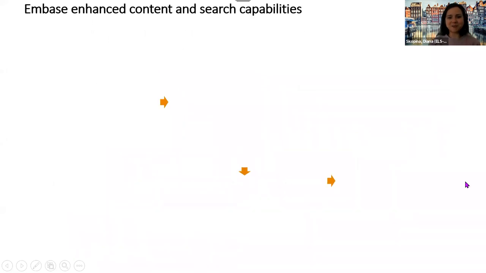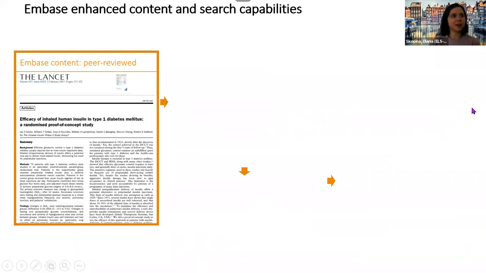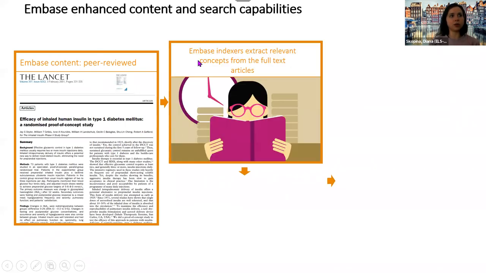So one thing that is very good is to have all this content, but what do we actually do with the content so it's easily searchable, and what makes Embase Embase, right? So first of all, the Embase content is peer-reviewed. And once you have the text and you go through it, all our indexers actually go through the full text of the articles, okay? So they don't just use the abstract, but they use the full text.